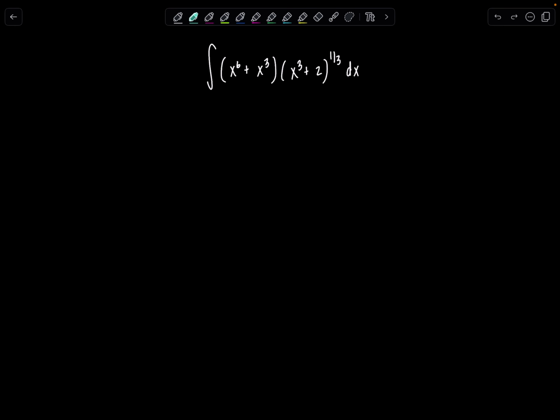Pause it if you don't want to see. I'm just diving right in. We have here the integral. I'm taking out an x, and then now this is going to be x to the fifth plus x squared. And then remember, I have x cubed plus 2 to the 1/3 power. That's the same thing as the cube root of x cubed plus 2 dx.